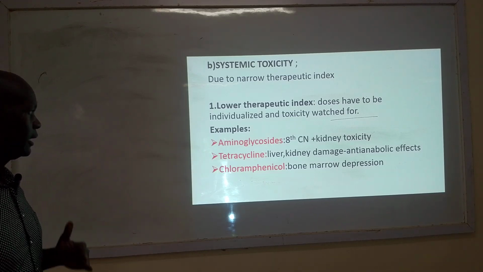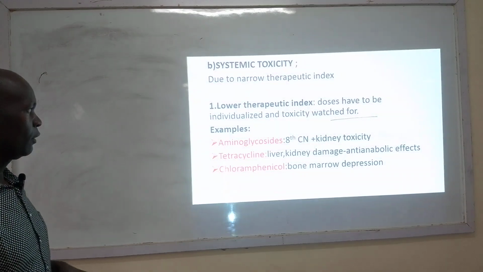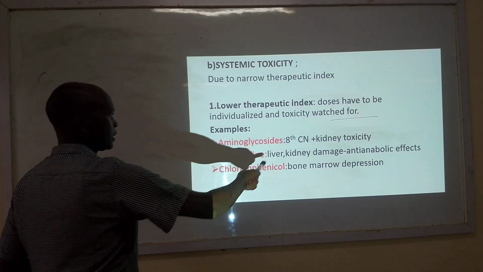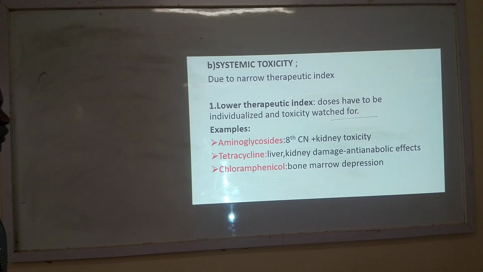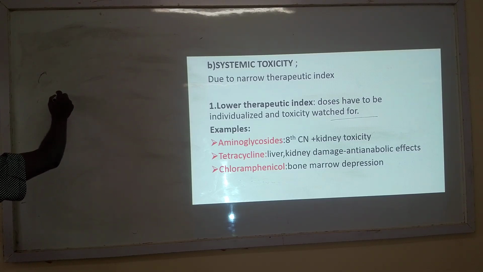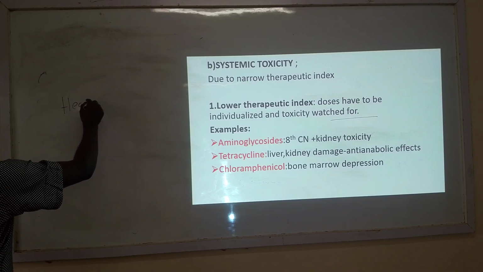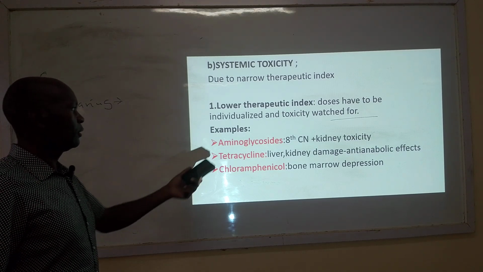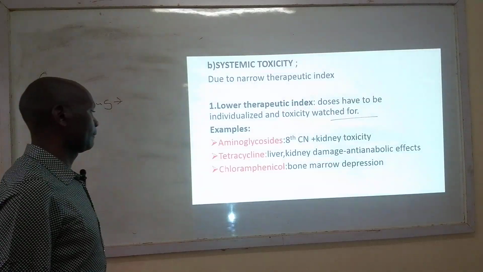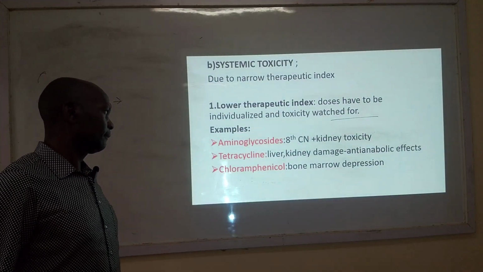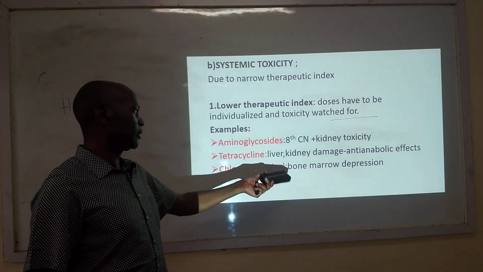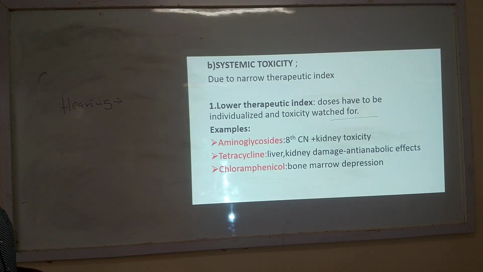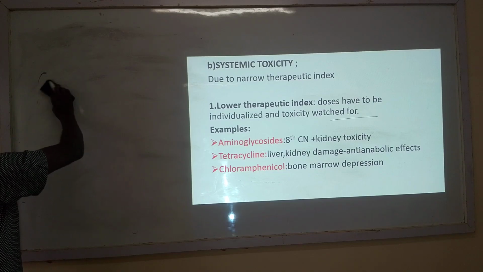With aminoglycosides, a small overlap in their dosages damages cranial nerve number 8, which is connected to the sense of hearing. So these patients get what we call ototoxicity. They also affect the kidneys. For tetracycline, an overlap in their dosages can damage the liver and the kidney. For chloramphenicol, we normally get what we call bone marrow depression.